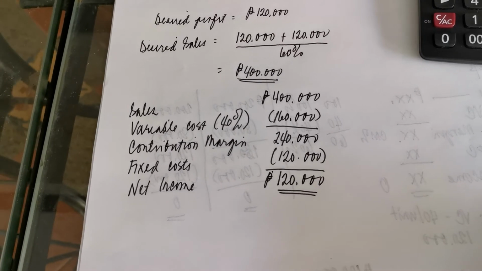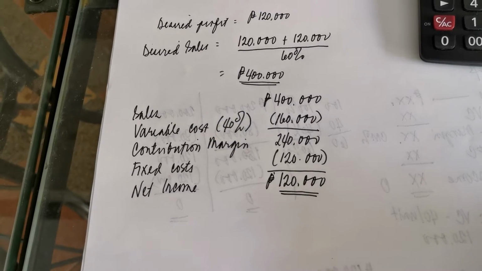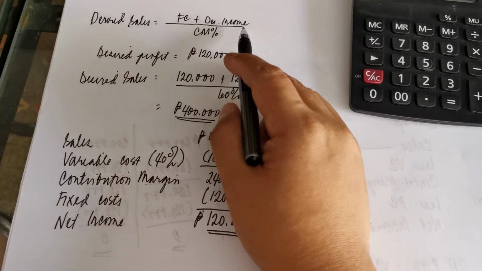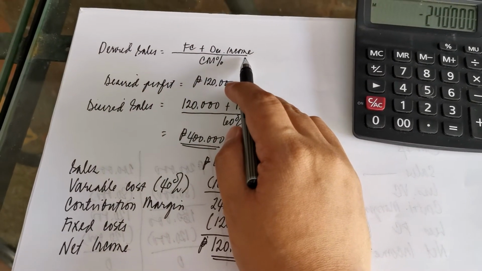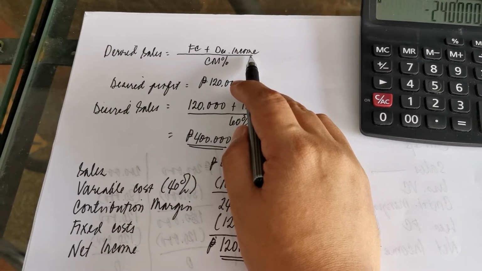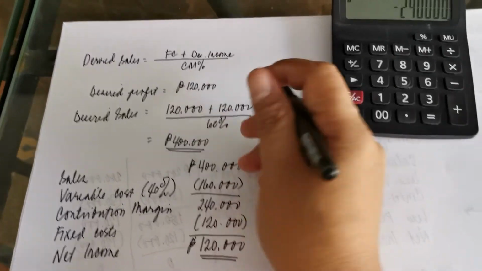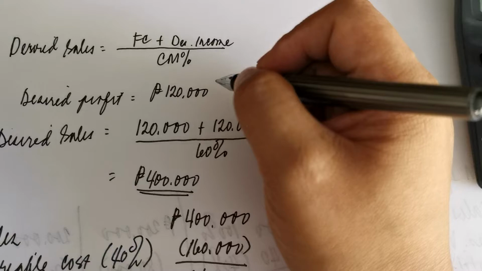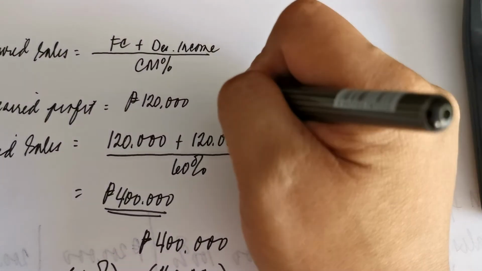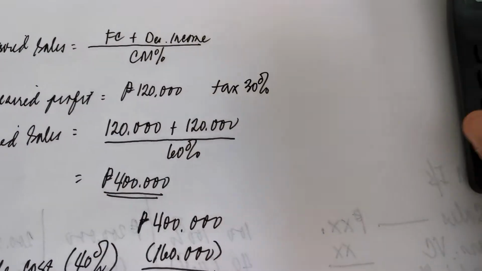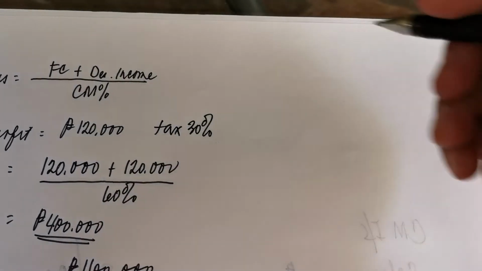Now a variation of this: what if there's a tax component? What you do is just from here, you gross this up to find the net income before tax. Let us say that we will be using this, except that there is a tax of say 30%. How will this impact our calculation?